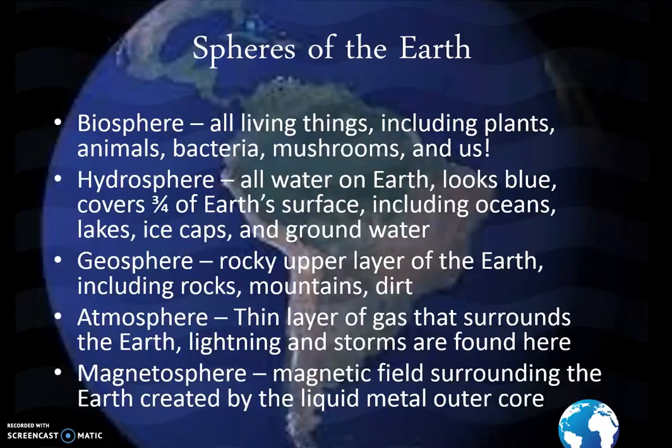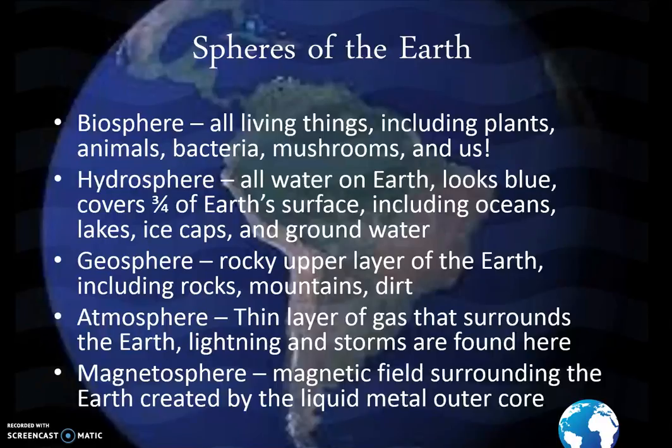So the first thing you want to make sure you know for this unit test is the different spheres of the Earth. So we're going to go through the 5 different spheres and highlight the main points about them. So first we have the biosphere. Bio means life, like a biology class. So the biosphere tells us that it is all living things. That includes everything from plants and animals, all the way down to tiny bacteria, mushrooms, fungi, and us, because we are living, so we're part of the biosphere.